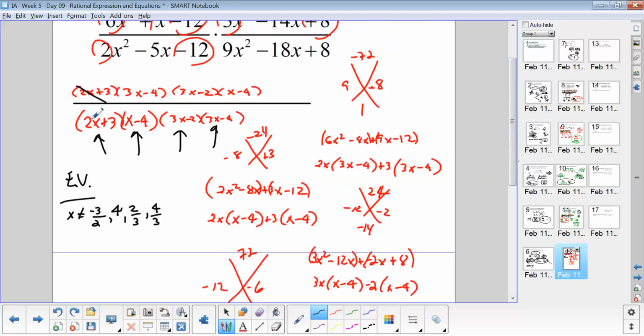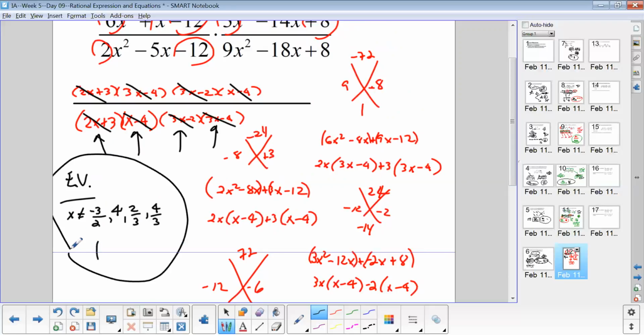And now what will divide out? 2x plus 3, 2x plus 3. X minus 4, x minus 4. 3x minus 4, 3x minus 4. Look at that. They all divide out. It results in simplifying to 1.